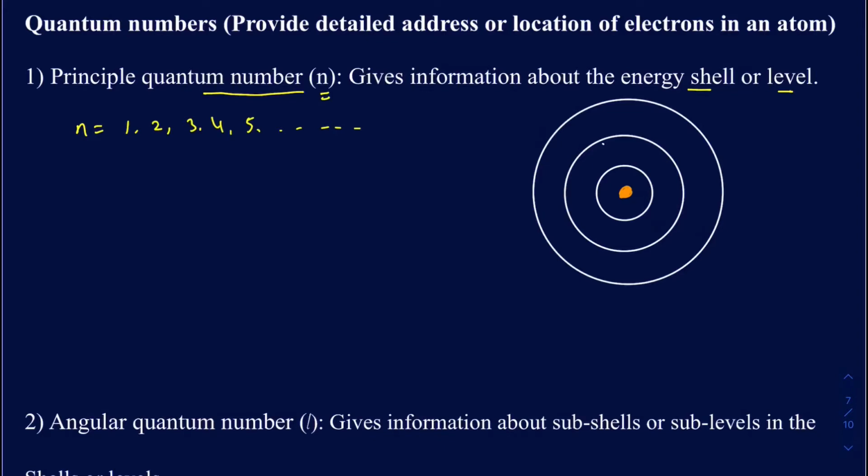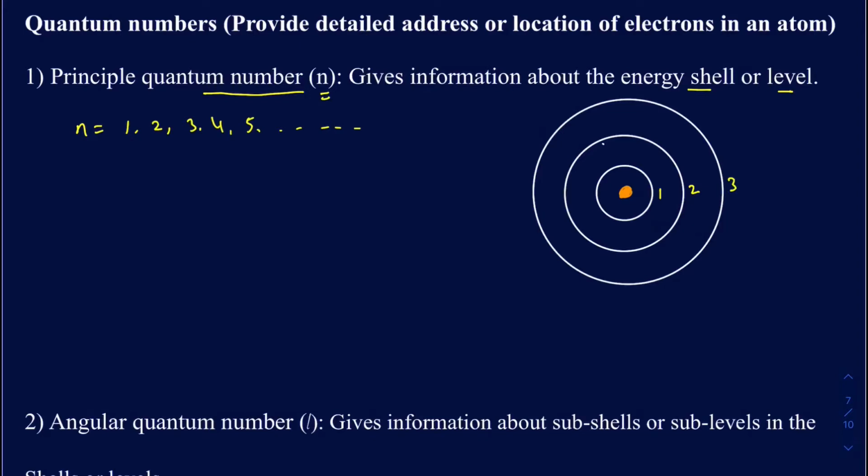Now, when you look around the nucleus, let's say this central dot is the nucleus. The first shell is going to have the n value of 1, the second shell is going to have an n value of 2, and the third shell is going to have an n value of 3, and it just goes on around the nucleus.